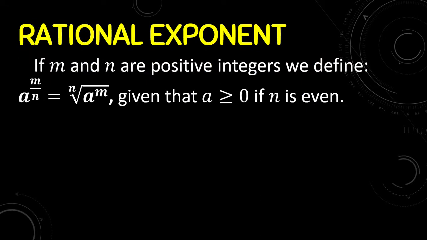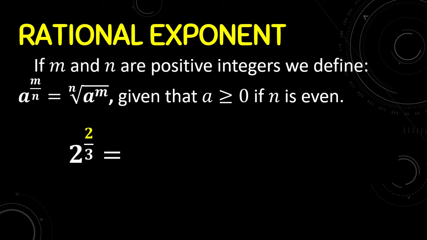How about the rational exponent? If m and n are positive integers, we define a raised to m over n, and n will become the index of the radical, and a and m will be the exponent of the radicand. Don't worry, we have here some more examples.